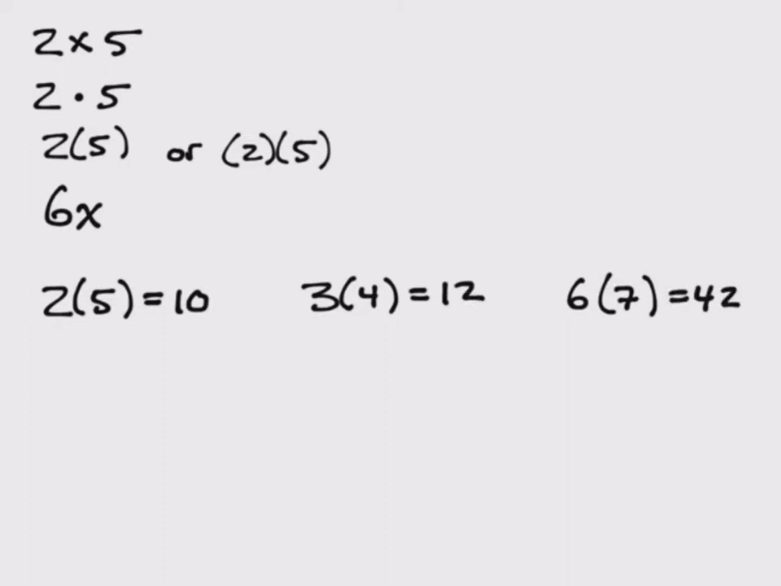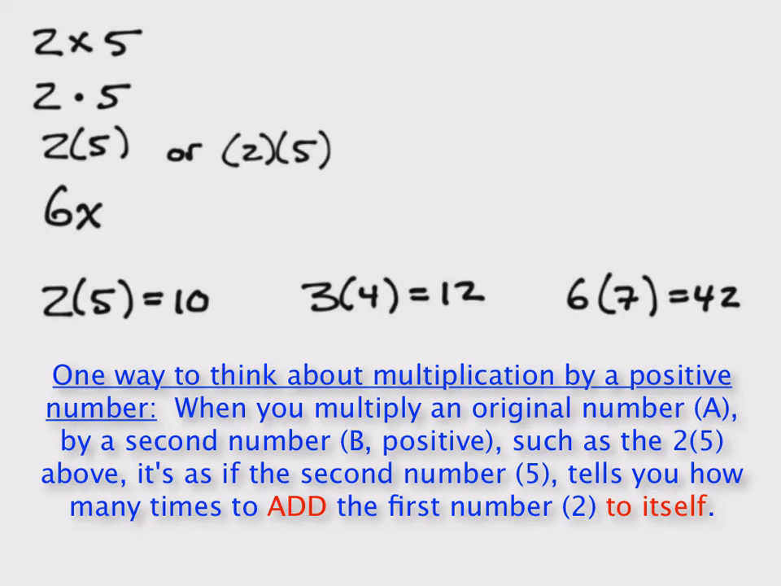But I'd like to share one way that I like to think about multiplication by a positive number. When you multiply an original number, we'll call it A, by a second number, we'll call it B, which is positive, such as in 2 times 5, it's as if that second number, 5 in this case, tells you how many times to add that first number to itself. Multiplication is actually just a way of condensing addition.